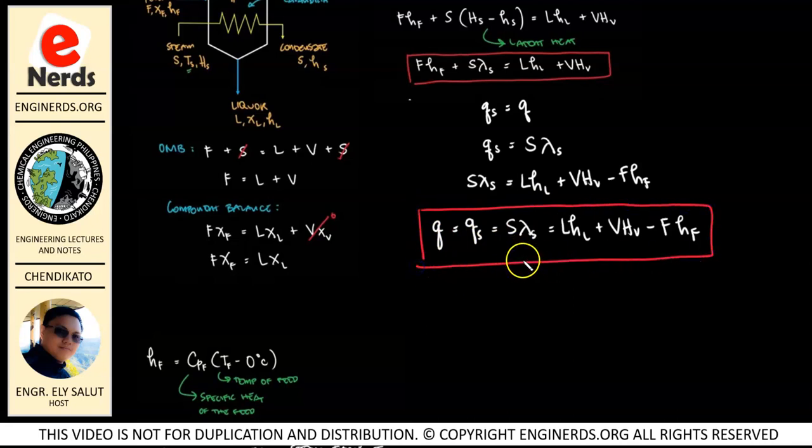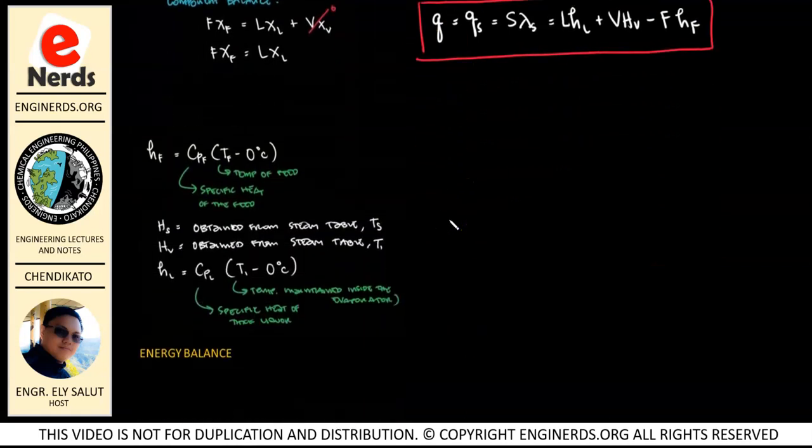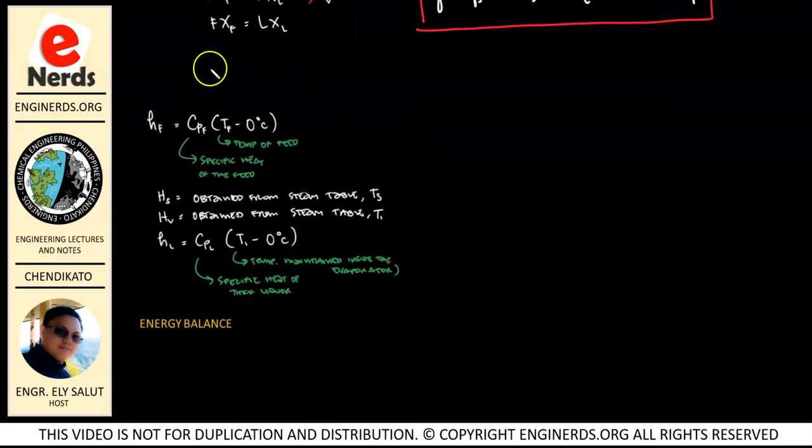Now, this equation is really good. Kapag alam na natin lahat ng value ng ating enthalpy, we can just directly substitute that dito sa ating equation. But in many cases, hindi yan magiging available sa mga questions natin. So, we have to use another method. And on that case, we have to use energy balance. If you remember sa ating previous video, we had used these equations right here for our enthalpy in the feed and the enthalpy sa ating liquor. Okay, we identified CPF as the specific heat of the feed, CPL is the specific heat of the liquor.